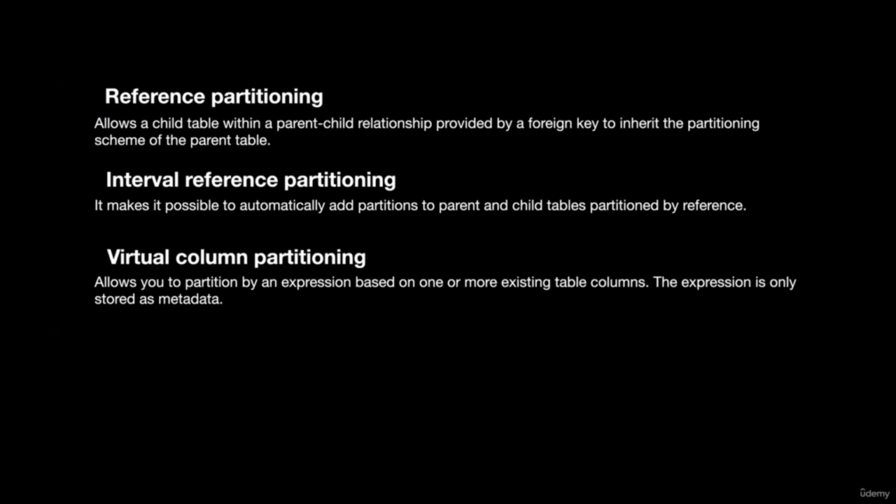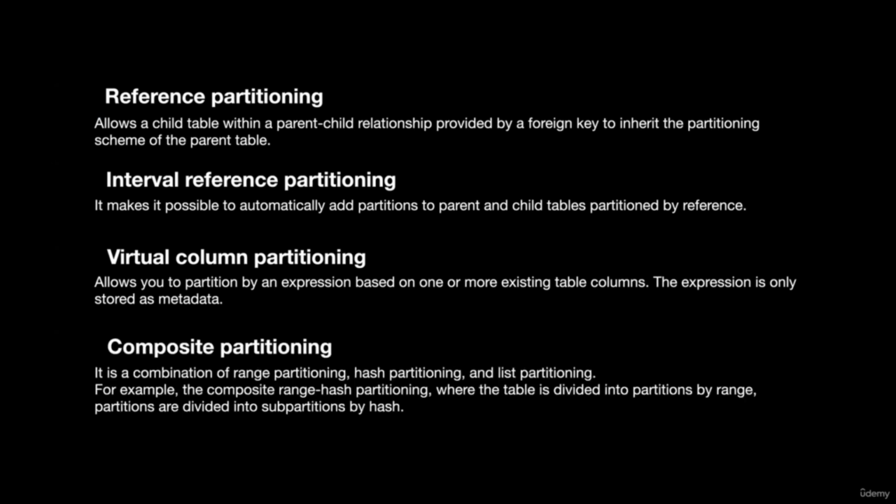Partitioning by virtual column or virtual column partitioning. This one allows you to partition by an expression based on one or more existing table columns. The expression is only stored as metadata. And the last one, composite partitioning. It is a combination of range partitioning, hash partitioning, and list partitioning. It allows you to first apply one partitioning scheme to some data, and then split each resulting partition further. For example, the composite range hash partitioning, where the table is divided into partitions by range, partitions are divided into subpartitions by hash.